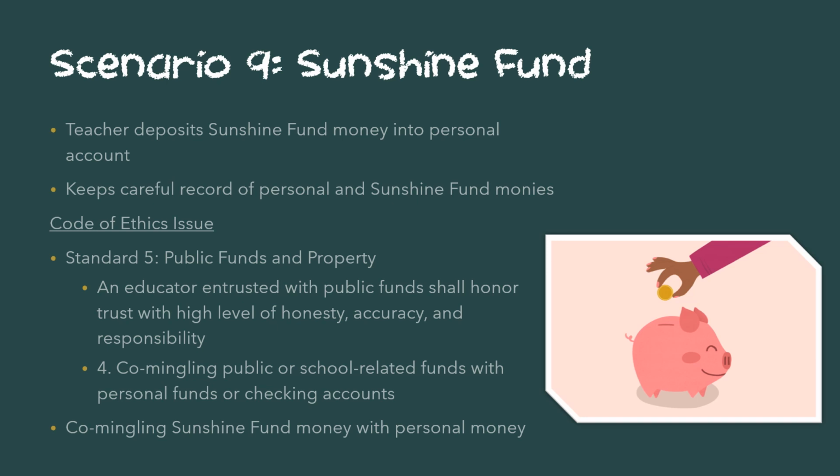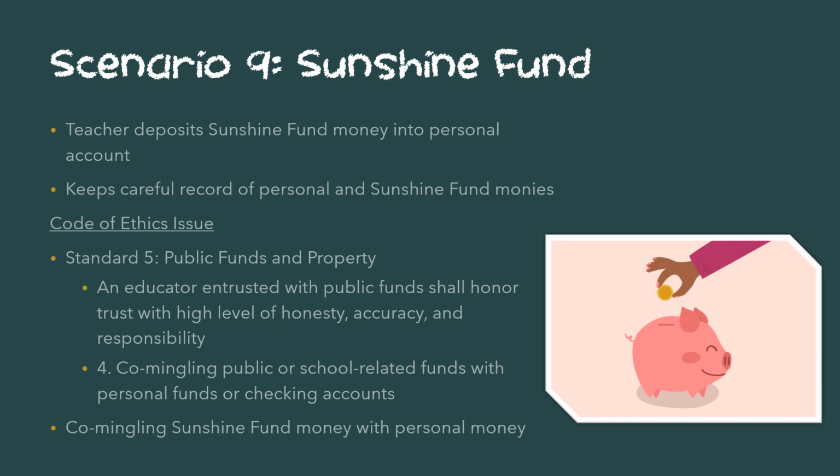For our next scenario, we'll be focusing on the Sunshine Fund. In this scenario, there is a teacher who is collecting funds for the Sunshine Fund to be used for any type of events or acknowledgments that the Sunshine Committee may be responsible for. But in collecting these funds, this teacher is depositing Sunshine Fund's money into her personal checking account. Although she is keeping careful records of the funds that she's receiving from the Sunshine Fund and her personal money to make sure the two are not being intertwined, this is still a code of ethics violation of Standard 5, public funds and property.